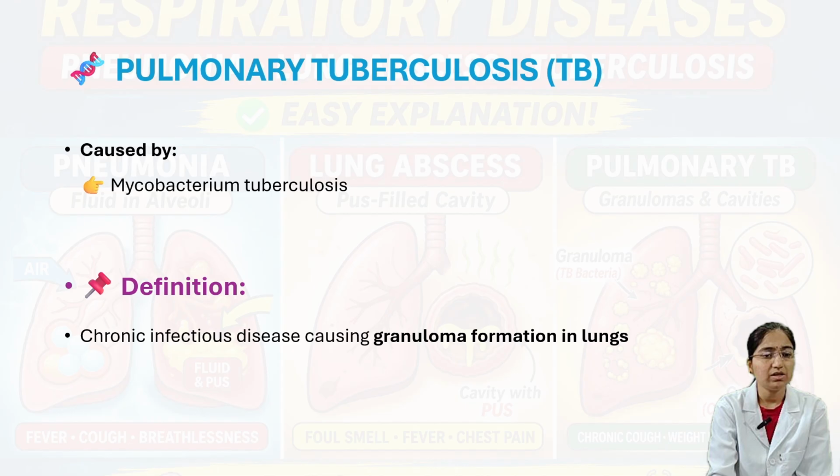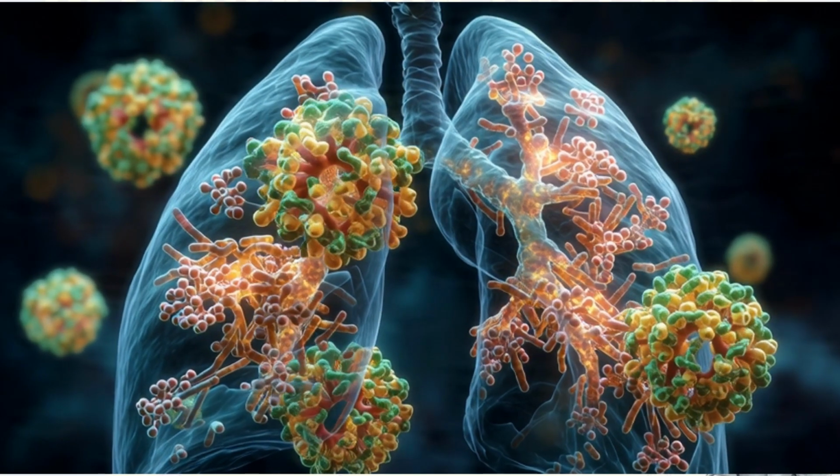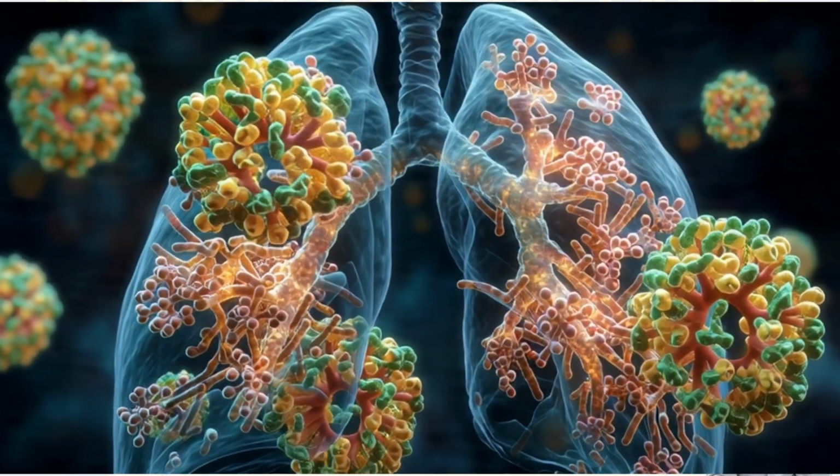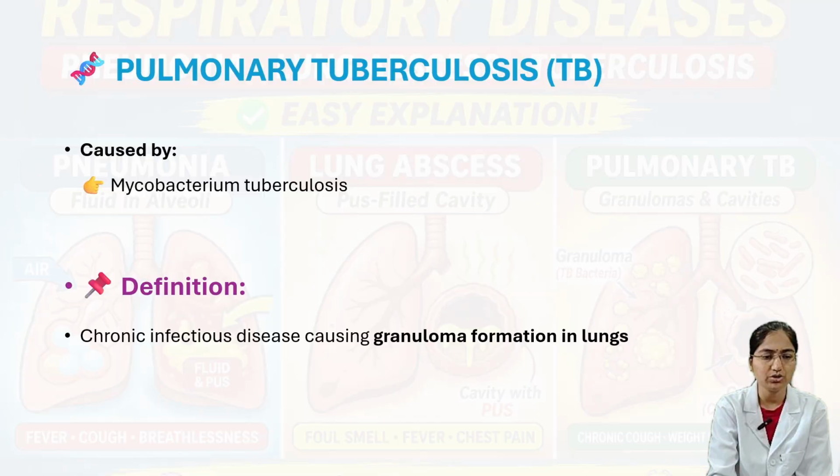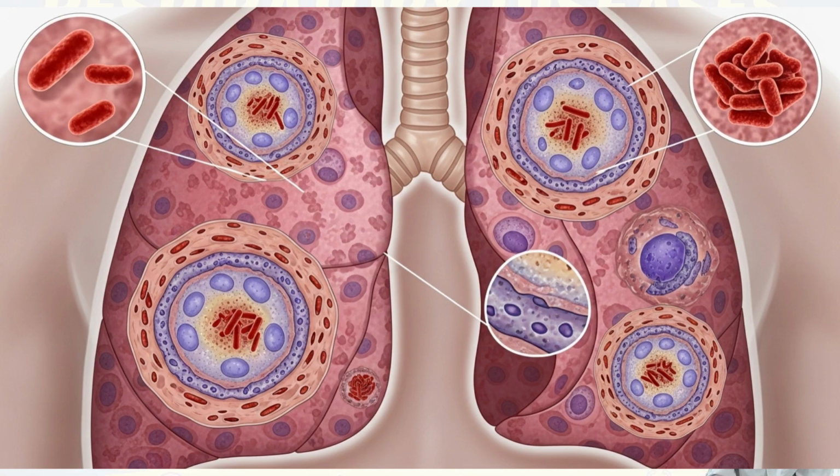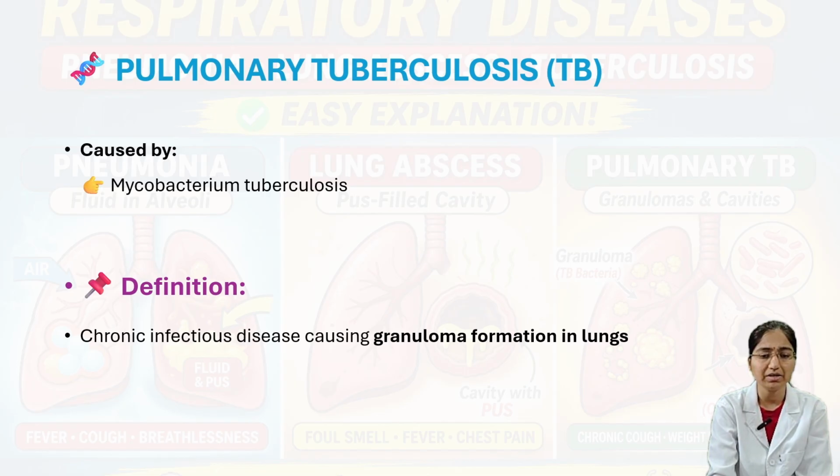Next we'll see pulmonary tuberculosis, what it is. Here it is caused by Mycobacterium tuberculosis. Here we'll see the definition: a chronic infectious disease causing granuloma formation in lungs. Here immune cells gather and wall off the infection or inflammation. That is granuloma formation in lungs.